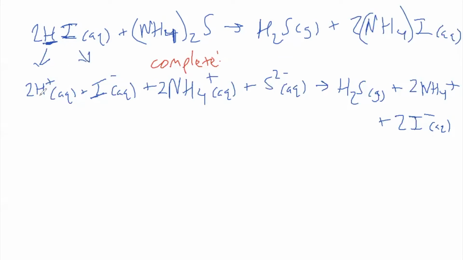And the deal from there, you cross out. Actually, that shouldn't even cross out. So you'd have NH4 cross out. You'd have I cross out. And so then for net, you'd have H plus and S2 minus goes to form H2S gas.